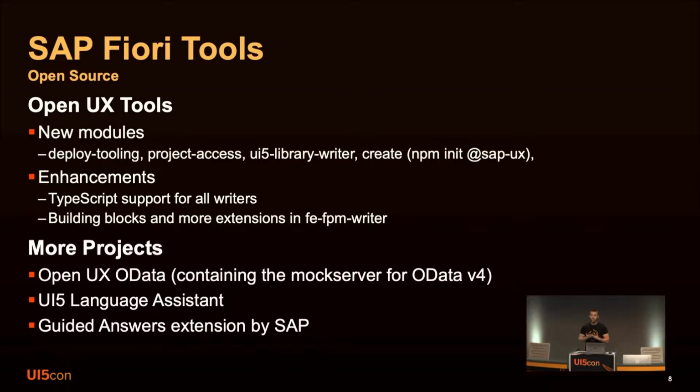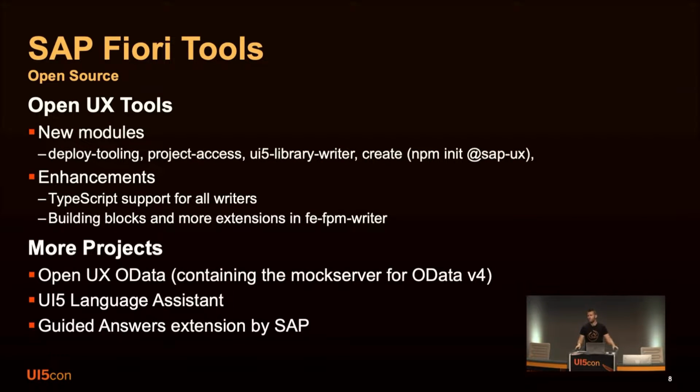The key projects, or the key repositories, that you'll find are the OpenUX tools. And in there are also a few new modules that we did in the last year. The one that I want to mention especially is the deploy tooling. So if you do anything around deployment, deploying a Fiori Elements application, deploying any kind of UI5 application to an ABAP-based backend, please have a look at our tooling. It helps you to abstract from all the complicated things like how do you do authentication with the different systems, how do you do it on BTP, how do you do it locally, how do you do it on a Windows machine or a Mac, and so on and so on.